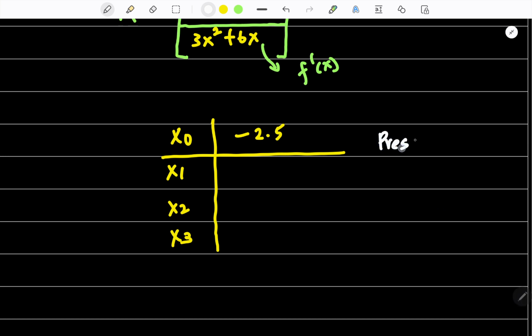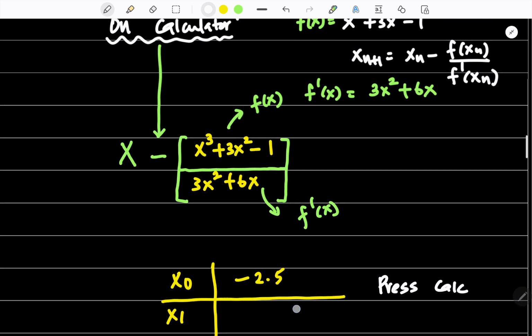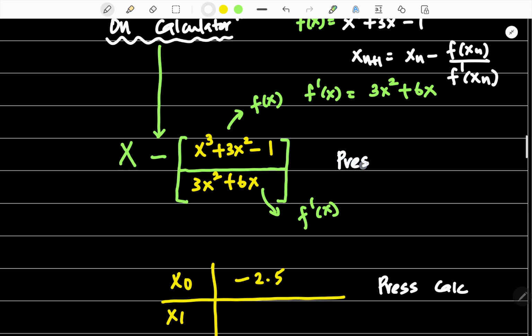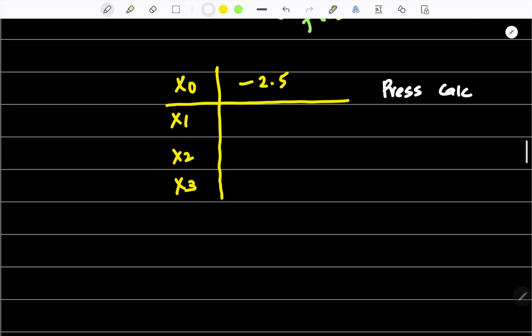I will write here also. After that, press calc. This is very, very important. When you press calc, you give the value minus 2.5. Now you have already restarted the calculator. Fix your calculator for 4 decimals: shift mode, fix 4. So press minus 2.5.